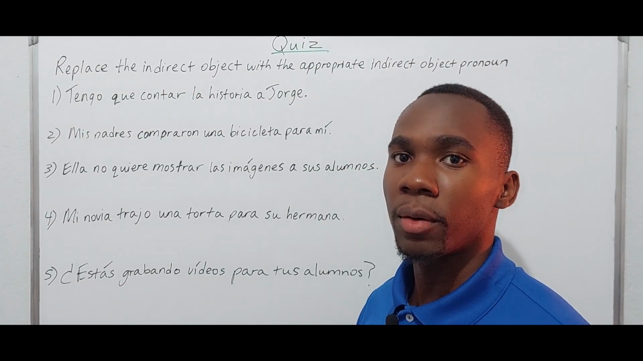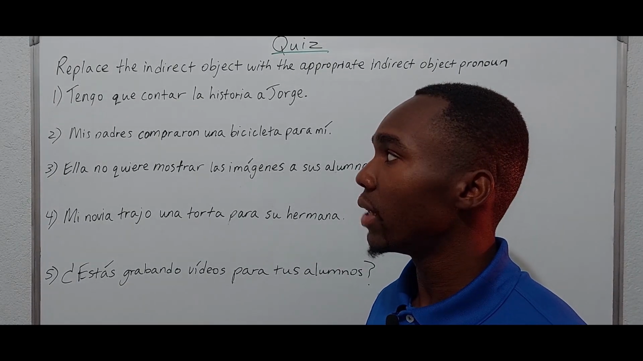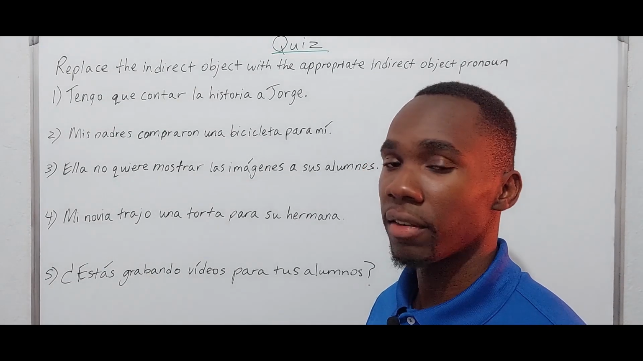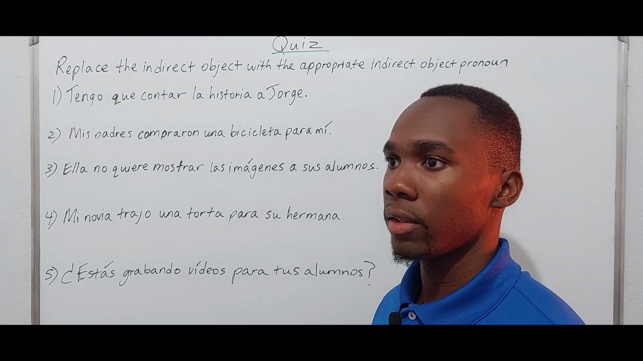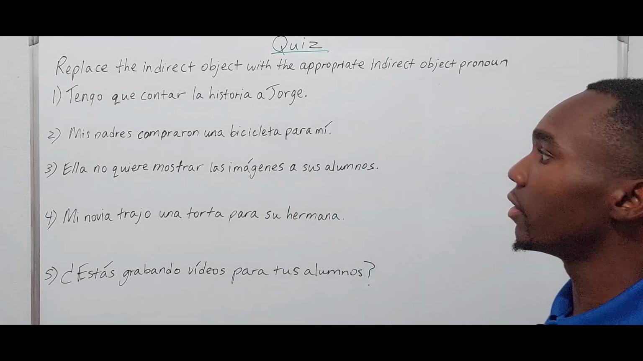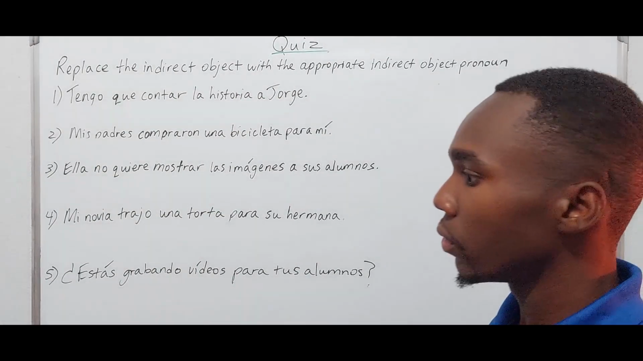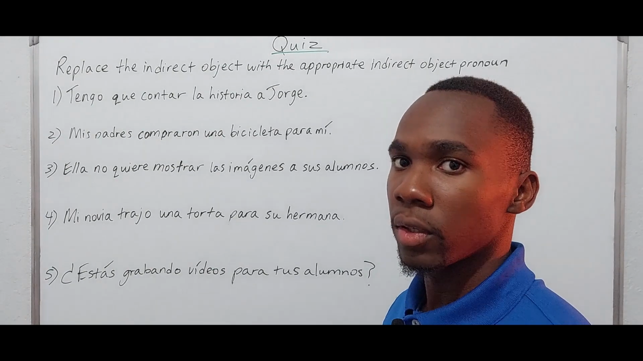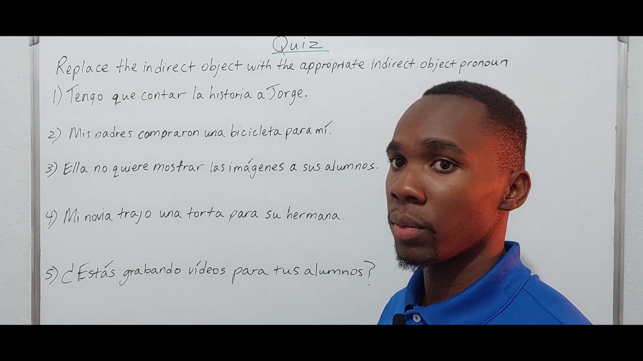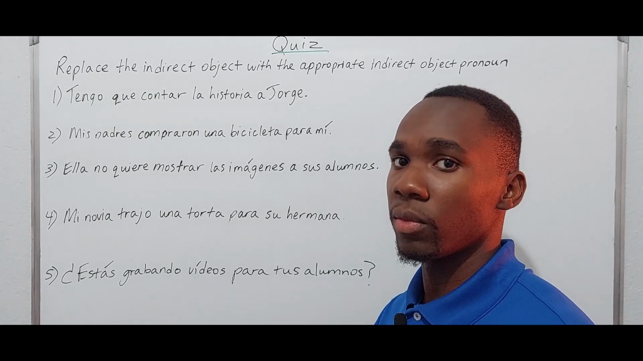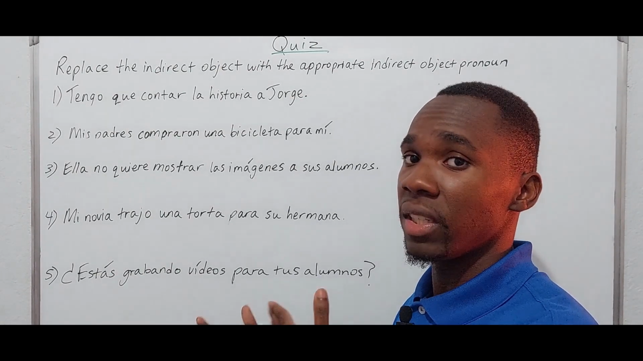So it's time to test our understanding, okay? So what we are doing is that we're replacing the indirect object. Remember that we're replacing the indirect object and not the direct object, right? So we have to replace the indirect object with the appropriate indirect object pronoun, right? So yes, that's what we're doing. Okay, so the first thing we need to do is to identify the direct object so that we would know what's the indirect object, because the indirect object is going to receive the direct object.